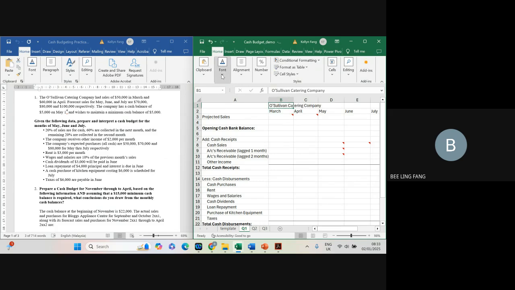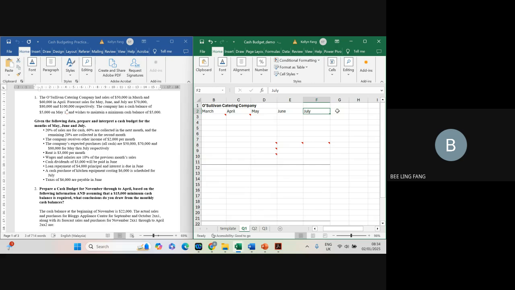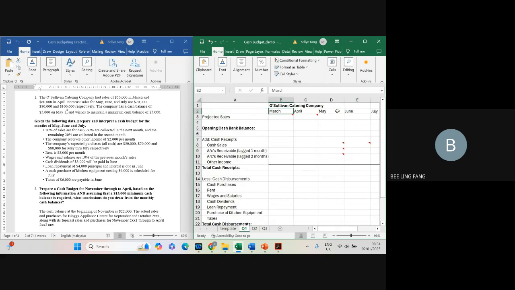Osvian Catering had sales of 50,000 in March, 60,000 in April, and forecast sales for May, June, July. Okay, you're going to focus on May, June, July, right? So actually you can just write May, June, July. But if you want to include March and April also can. So this is your beginning one, the actual sales. These three are the forecast ones. So 50,000, just put in 50,000.